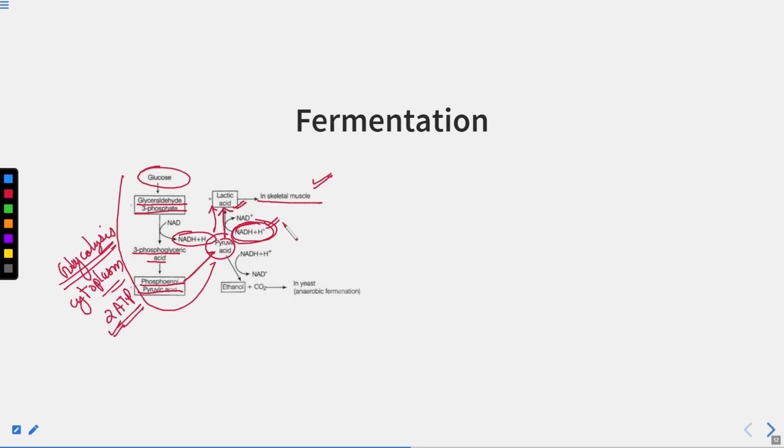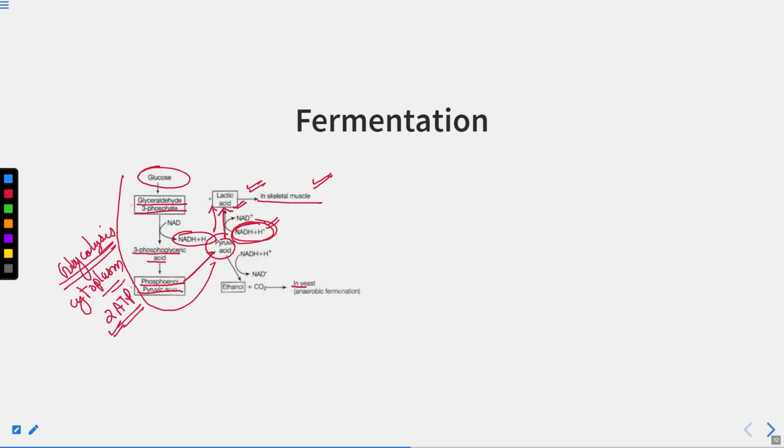Right? So instead of going for cellular respiration taking place in the mitochondria, that is the tricarboxylic acid cycle, it undergoes change from pyruvic acid to lactic acid in our skeletal muscle, and once the lactic acid is formed, there is a cramp in our muscles, right?